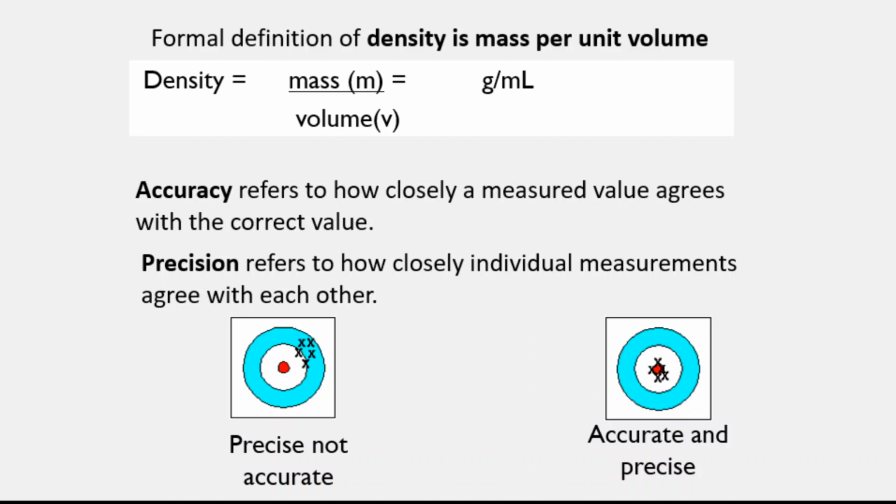Accuracy refers to how closely a measured value agrees with a correct value. So in a sense, if you're thinking about a bullseye, how close are you getting to that bullseye? And then precision has to do with how closely your measurements are matching up with each other. So obviously in science, our goal is to be both accurate and precise. So just keep that in mind.